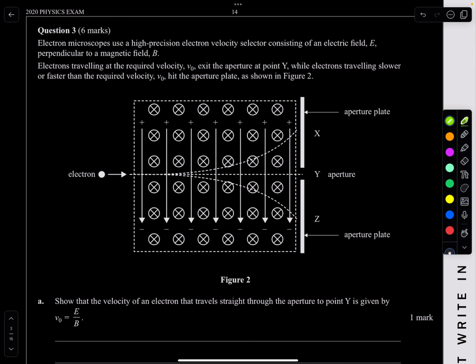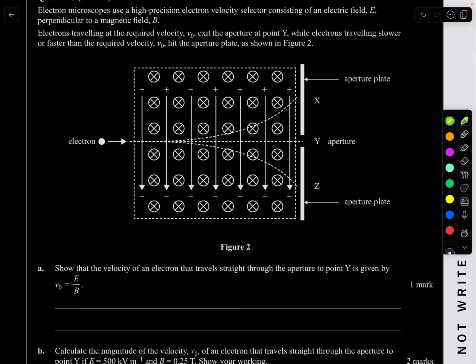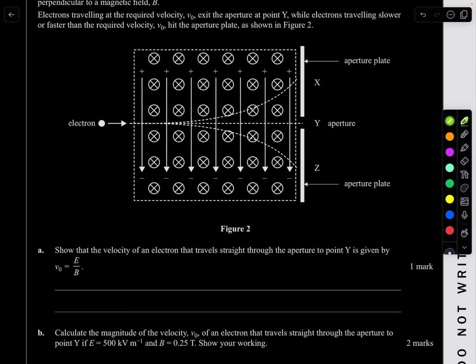Question 3. Electron microscopes use a high-precision electron velocity selector consisting of an electrical field E perpendicular to a magnetic field B. Electrons traveling at a required velocity V0 exit the aperture at point Y, while electrons traveling slower or faster than the required velocity V0 hit the aperture plate, as shown in figure 2. Show that the velocity of an electron that travels straight through the aperture to point Y is given by what? Okay, let's really understand what's happening here.